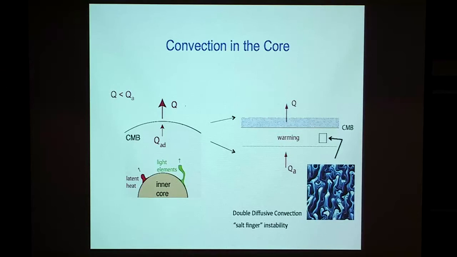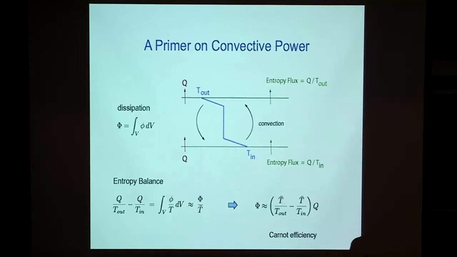Okay, so let me give you a little bit of a primer, because what we'd like to know is how much power have we got available to drive convection? How much work can we do? And so here's an idealized picture of a convecting system. We've got heat flow in the bottom. We've got heat flow in the top.